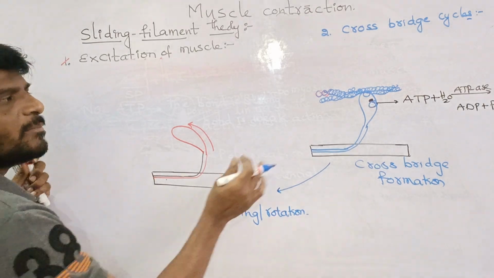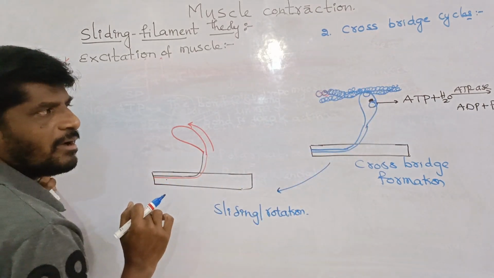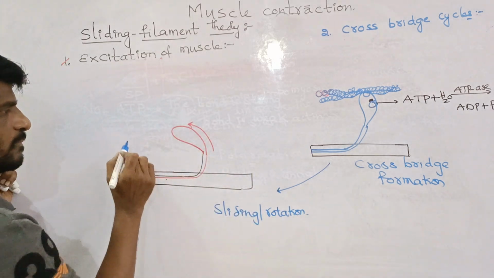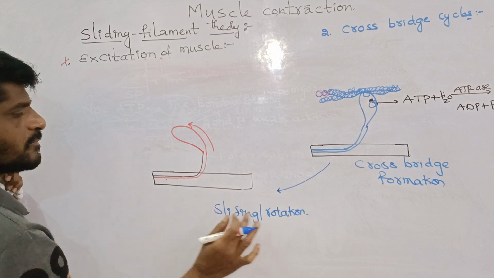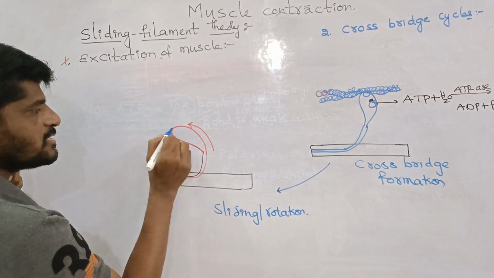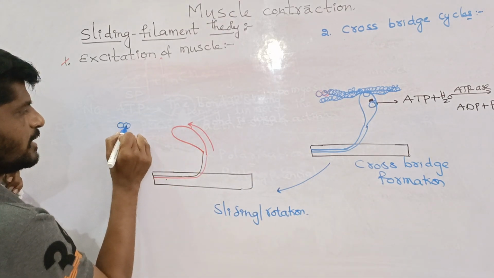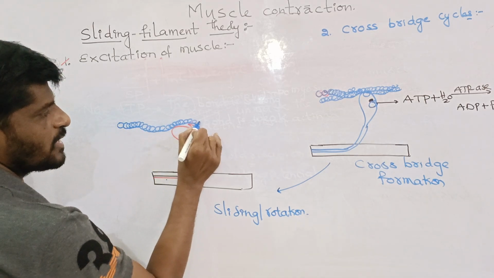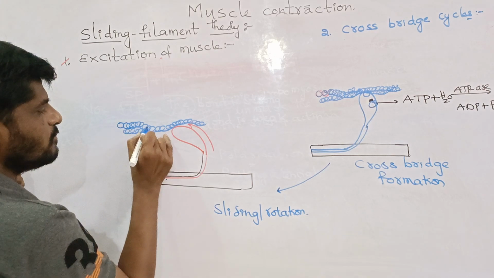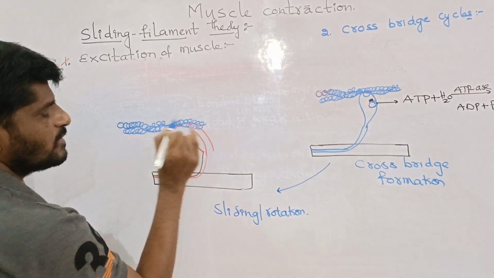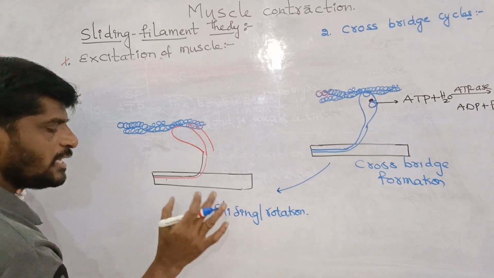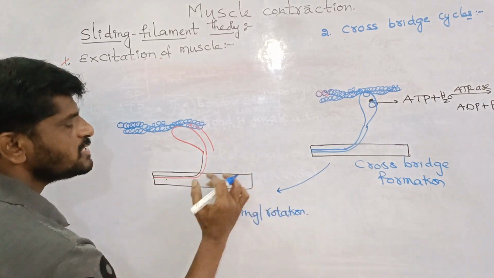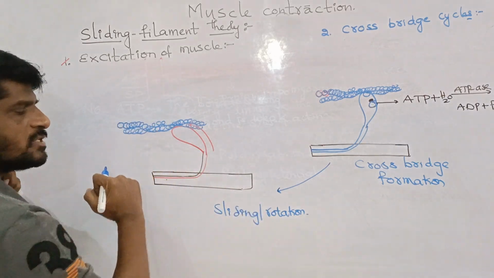Ultimately, the thin filaments which are attached to the head of the myosin also slide towards the H zone. This is the rotation, where the head is rotating like this, and the thin filament is now entering into the H zone gradually. In the sliding, where the thin filament is sliding over the thick filament, rotation means the head of the myosin is rotating towards the H zone.